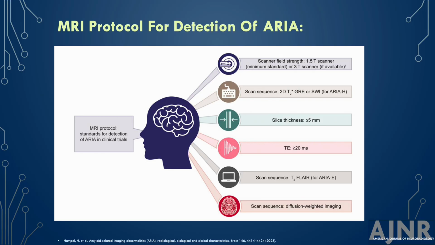Here is the MRI protocol and minimum required sequences for detecting ARIA. It is better to perform the scan on a 3 Tesla scanner and with the same type of sequences and protocol for baseline and subsequent follow-ups to be able to compare the changes reliably. GRE and or SWI sequences for ARIA-H, T2 FLAIR sequence for ARIA-E, and DWI sequence to rule out other etiologies.